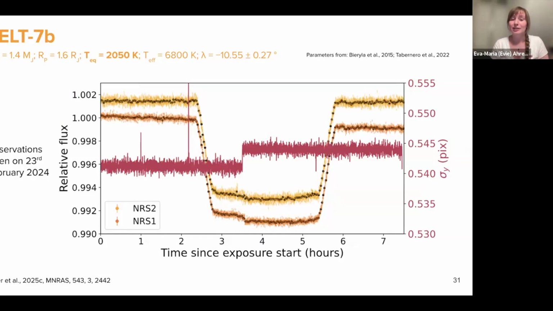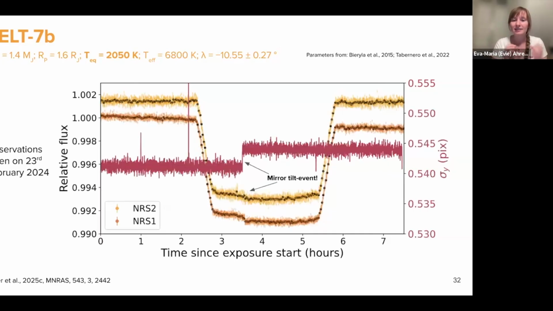And here I'll show you again the NRS1 and NRS2 light curves. And you'll also see there's a little bit of a dip. On the magenta color, on the y-axis on the right, you actually see the guide star data of JWST, and you'll see that there was a jump there.